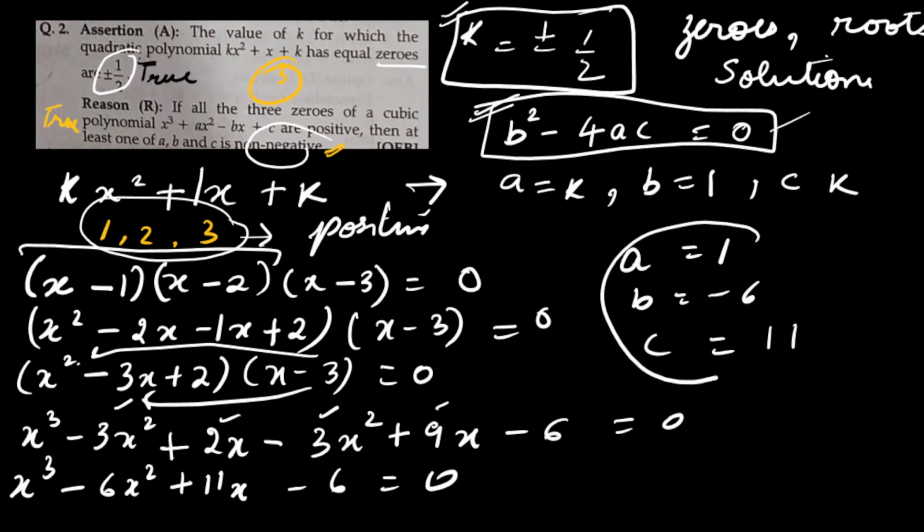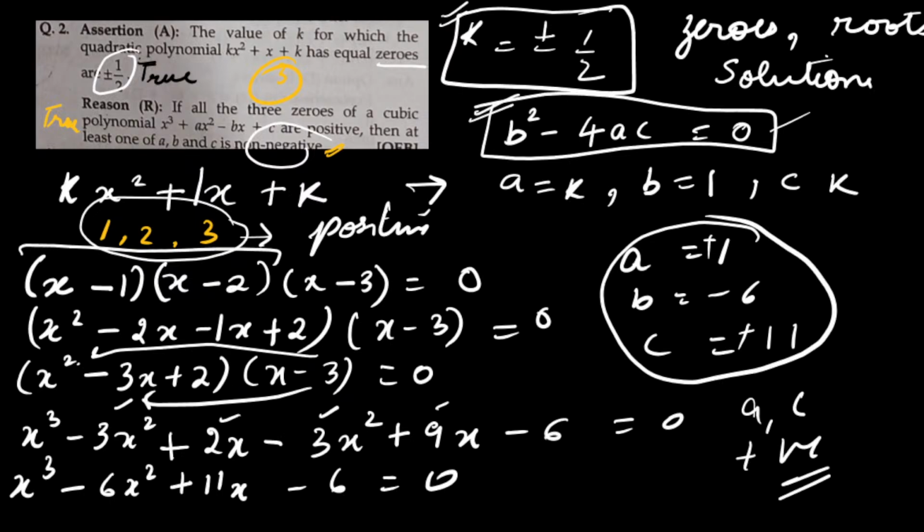Yes, still our answer will remain the same. At least one of ABC is non-negative. That means at least one of ABC is positive. So we can see A is positive and C is also positive. So the multiplication was wrong, but still the option is correct. So both A and R are true. 9x plus 2x, so 11x. So I hope this is clear now.